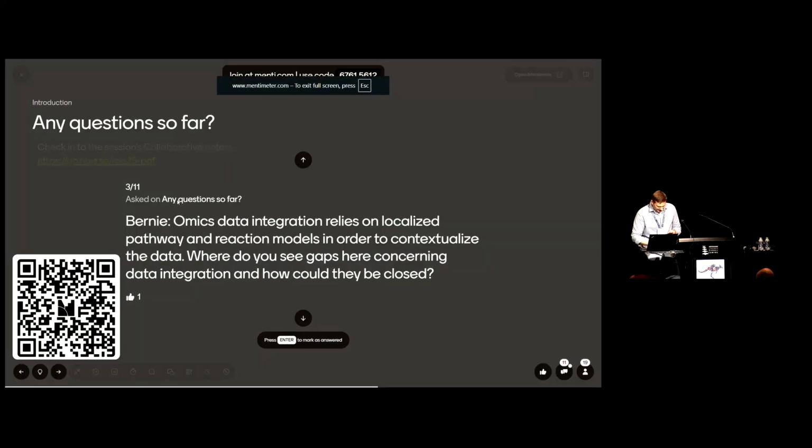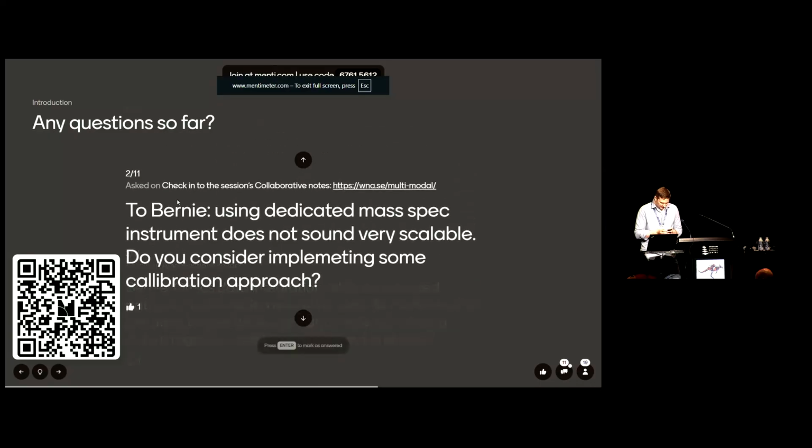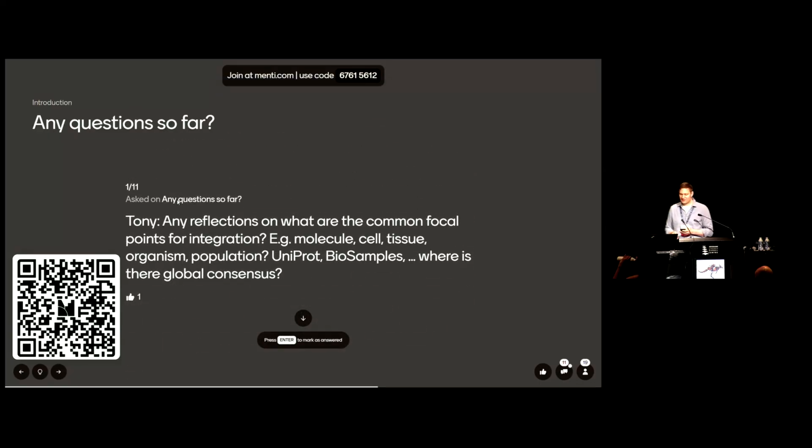And I'm going to see if I can get, there we go, I can select the questions. So this is one of the top voted ones, and I'm going to try to pick one for each of you. I'm going to read it out, so hopefully you can remember and just ask or answer the question as you will. Any reflections on what the common focal points for integration are, e.g. molecule, cell, tissue, organism, population, or something along those lines, with examples like UniProt, BioSamples, where is the global consensus? Tony, that was during your presentation.